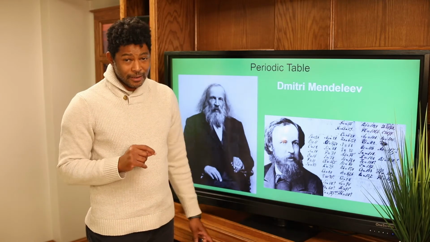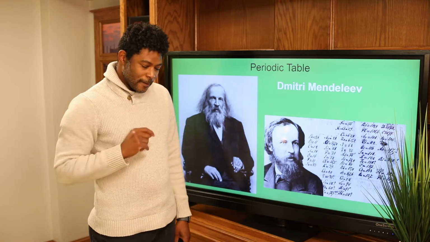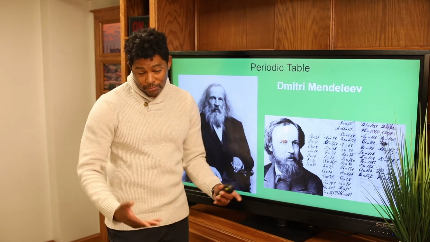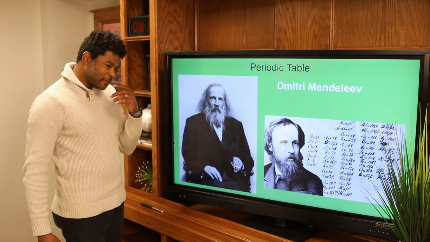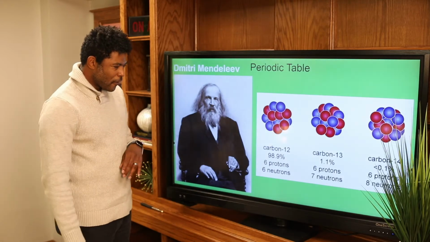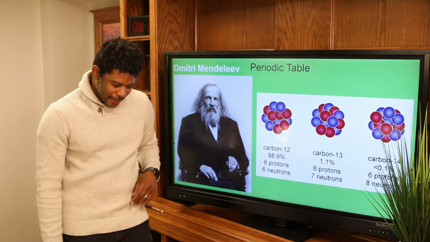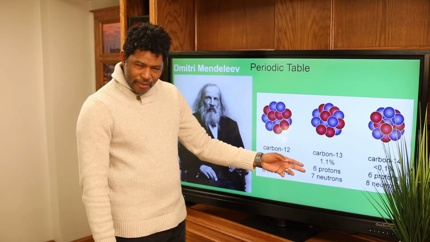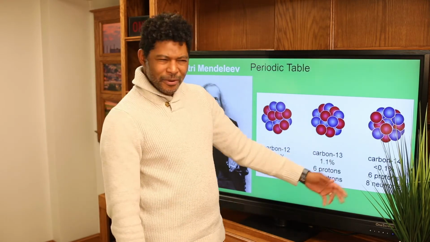So Kevin's sitting over there on the side. Dimitri's like, let's figure out what we're going to do with these atoms. So Kevin's like, all right, what are we going to do? So Dimitri says, okay, well, if I look at carbon, for example, we got a carbon 12, we got a carbon 13, and we got a carbon 14.